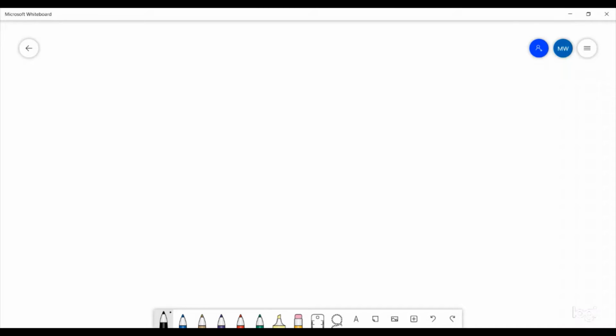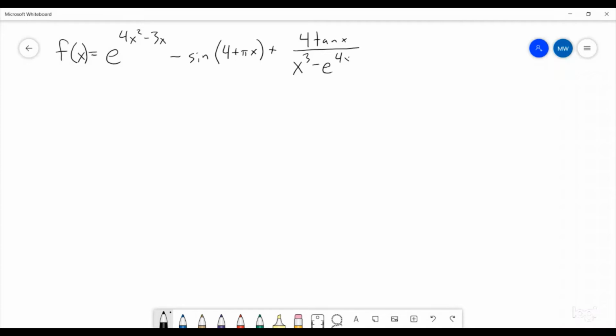So let's say that we have the function f of x is equal to e to the 4x squared minus 3x minus sine of 4 plus pi x plus 4 tangent of x divided by x cubed minus e to the 4x plus e to the 3x times x to the e plus 3. Okay, if we have this, let's go through and figure out how we can find this derivative.